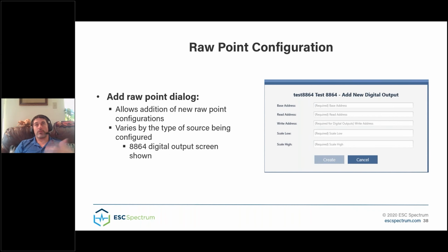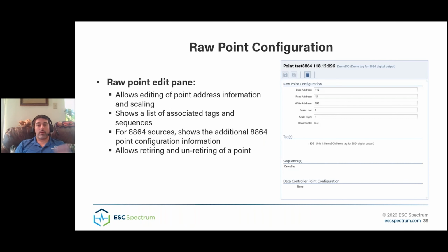And so if you were in edit mode, you could go ahead and add a new raw point, and it'll walk you through this wizard where, depending on the kind of point you're adding, you have the base address, the write address, and all the scaling stuff that you would normally have to go to the database to configure. Now, let's say you already had a raw point in there. You could go ahead and select it, and you could edit an existing raw point and change this information. Note that it's showing you the associated tags. Maybe there's an associated calibration sequence. It kind of gives you all that context information for the thing that you're messing with.